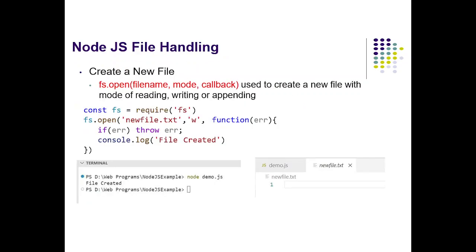For file handling, we first create a new file with fs.open, giving the file name, mode, and callback. It creates a new file with reading, writing, and appending modes. As you can see, the tag is given below, and in the terminal it is running and creating a new text file.